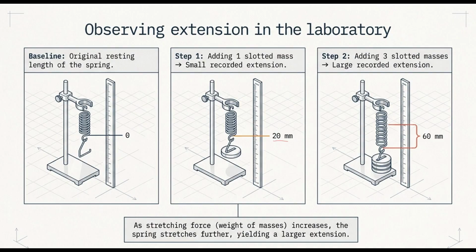When three slotted masses are added, the extension increases to about 60 millimeters. Notice that the increasing force results in greater extension. This relationship suggests that extension and force may be proportional, a concept that leads directly to Hooke's law. As the stretching force, that is the weight of the masses, increases, the spring stretches further, yielding a larger extension.